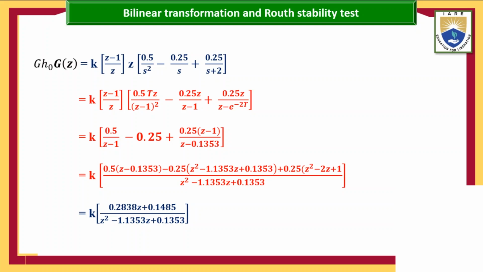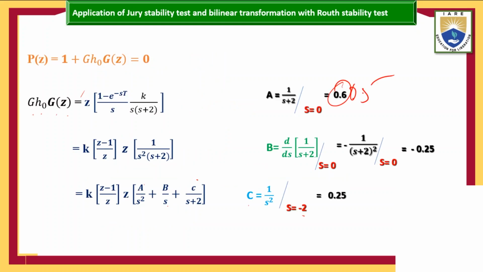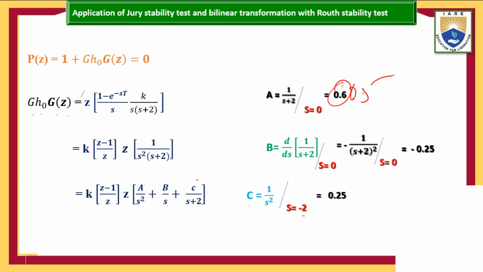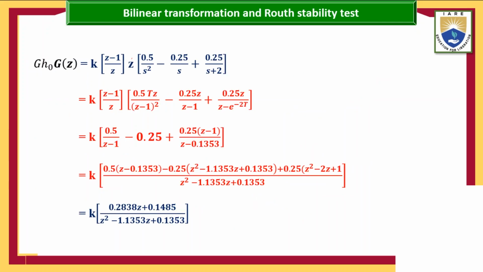Coming further, we have to substitute the values: K into z minus 1 by z into 0.5. A value is 0.5, B value is minus 0.25, C value is 0.25, and the other value is 2. B value is minus and C value is plus. Substitute these values. After that, simplify this one.